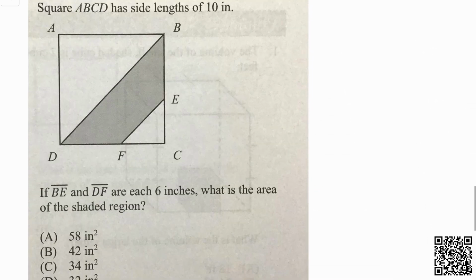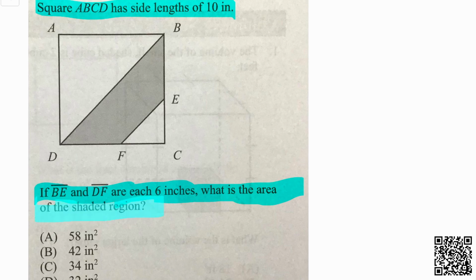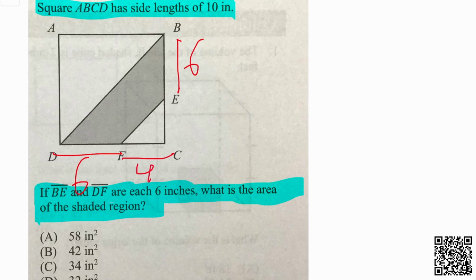Anyway, so our next question here. Square ABCD has side lengths of 10 inches. If BE and DF are each 6 inches, what is the area of the shaded region? And you can kind of tell what the shaded region is here. So B to E is 6, and D to F is also 6. So it's not exactly half. So then F to C would be 4, and E to C would be 4 as well.